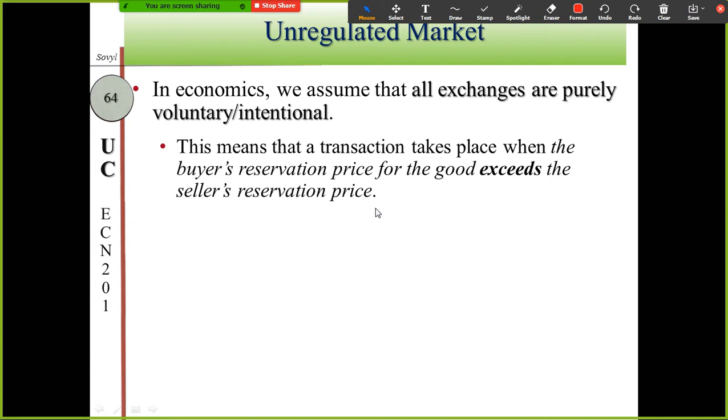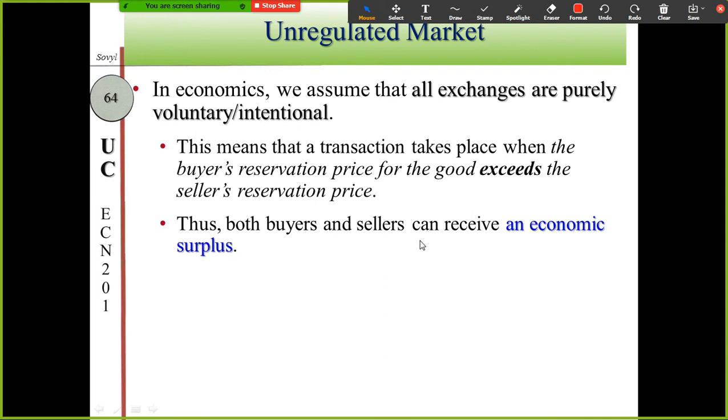So you need to be clear what buyer reservation price means and what seller reservation price means. In the market for any product, an exchange can happen only if the buyer reservation price is greater than the seller reservation price. If the buyer reservation price is smaller than the seller reservation price, buying and selling cannot happen. An exchange cannot happen in this market. Thus, both buyers and sellers can receive an economic surplus: buyers get buyer surplus, and sellers get seller surplus.